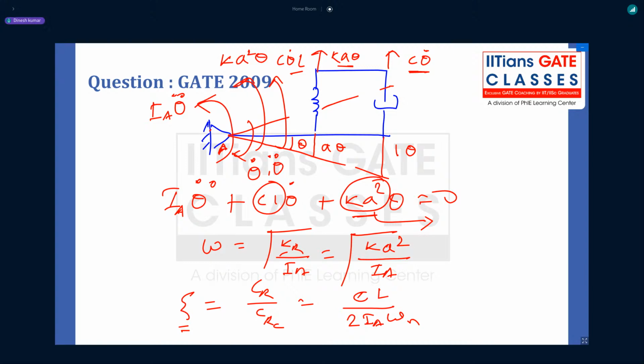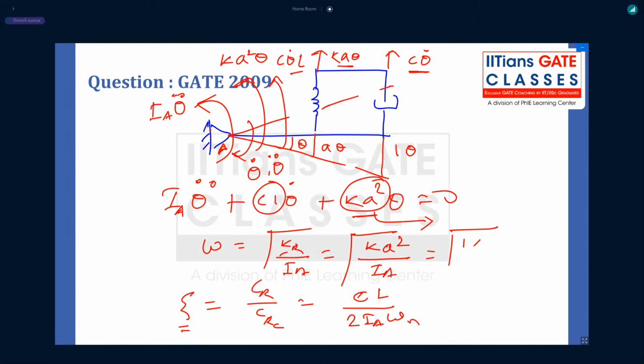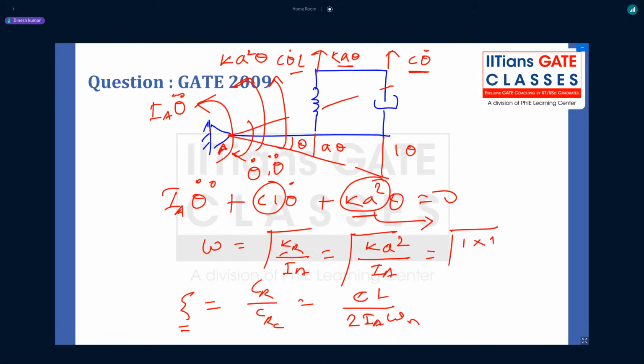Now you have everything. You can find first this natural frequency. So which is what? K. What is the K value given? It is 1. What is this A value? 1 by under root 3. So it will become 1 by 3.